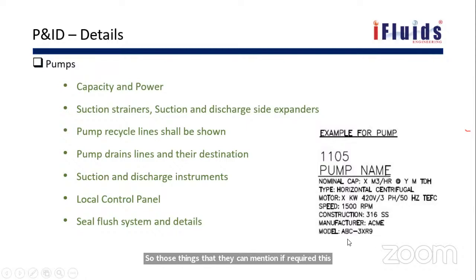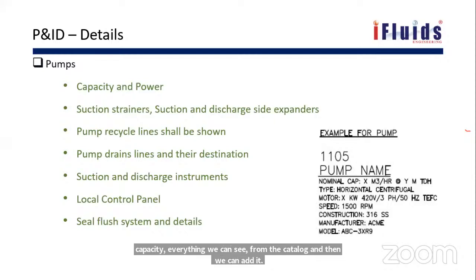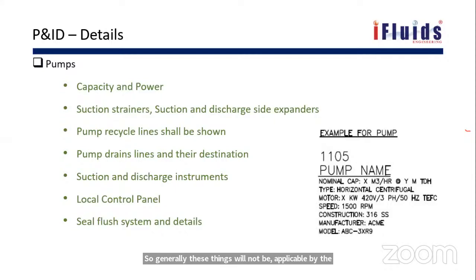And then the model: if the company is giving a standard model, then that particular standard model number will be there. Otherwise, if it is custom made for that particular project, then no need to mention it. If a standard model is there, it means we can go and buy from their catalog itself. Each vendor will have a catalog showing their standard things. There they can see their standard pumping arrangement, the standard curve, the standard capacity, everything we can see from their catalog, and then we can order. So generally, these things will not be applicable for the bigger pumps. Only some package items can go for a standard, like water systems.